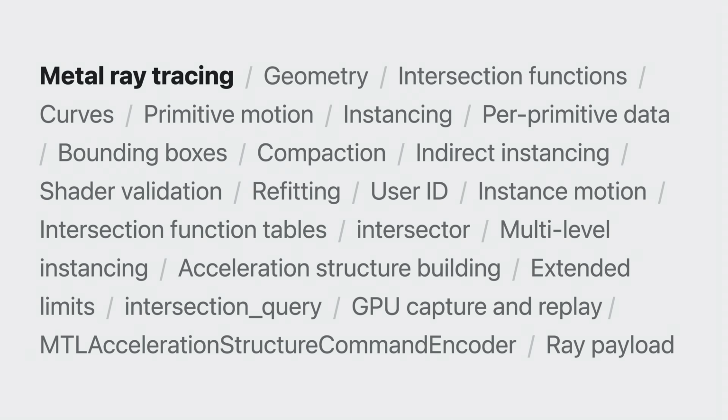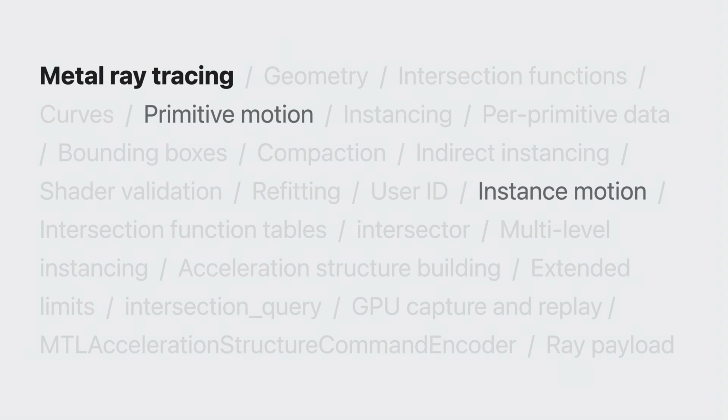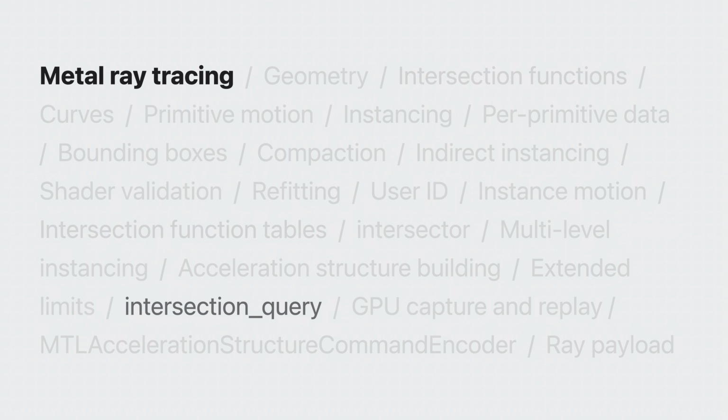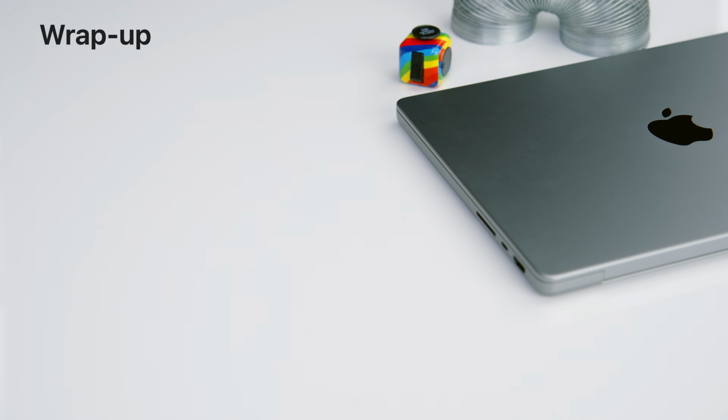Metal ray tracing also supports many more features, such as primitive and instance motion for animating scenes in production renderers, custom intersection functions for customizing ray intersection with enhancements like alpha testing, and intersection query for portability from query-based APIs. The Metal Ray Tracing API, language, and tools support real-time rendering apps like games and production renderers.